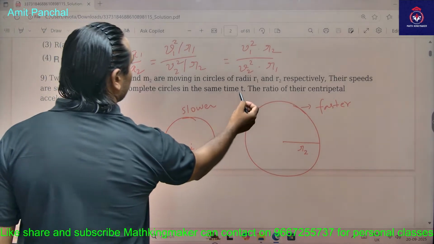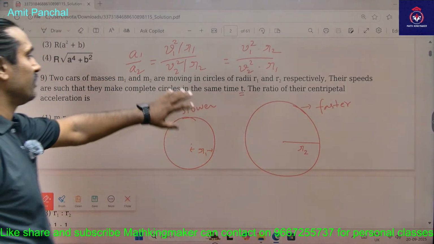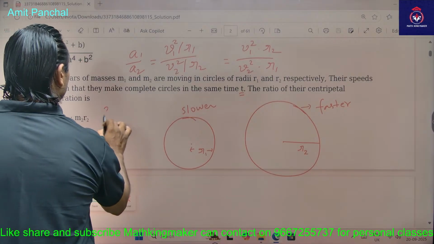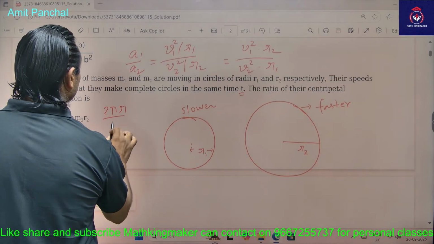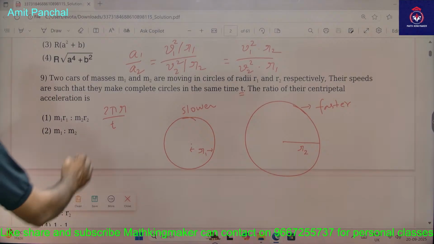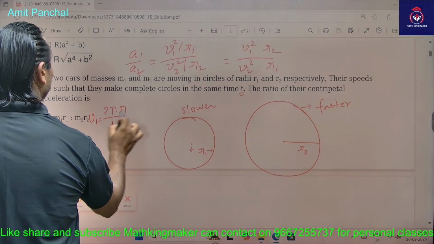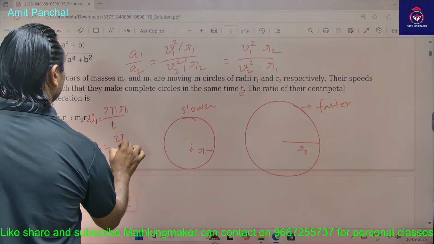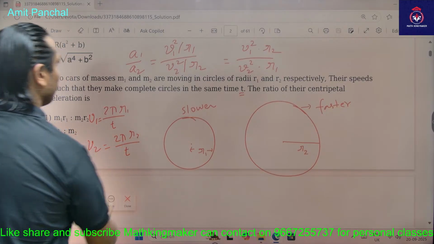Time is given. Let us say the complete revolution it makes in t time. So how much distance it is covering? 2 pi r. So distance upon time, it is velocity. So V1 will be 2 pi r1 divided by t. V2 will be 2 pi r2 divided by t.